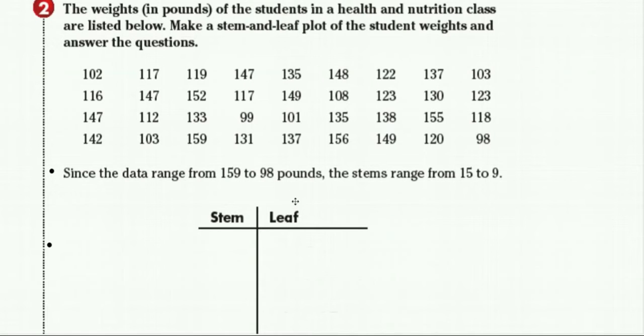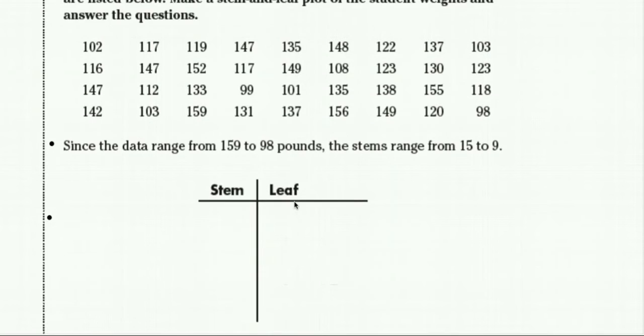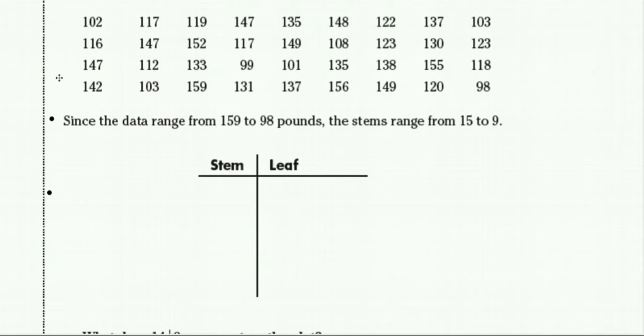Now we create our stems, starting with 15. If you notice, the stems in this example go from highest to lowest. In the previous example, they went from lowest to highest. It doesn't really matter which order you put them in, as long as they are in descending or ascending order. So let's look at the leaves for stem 9.